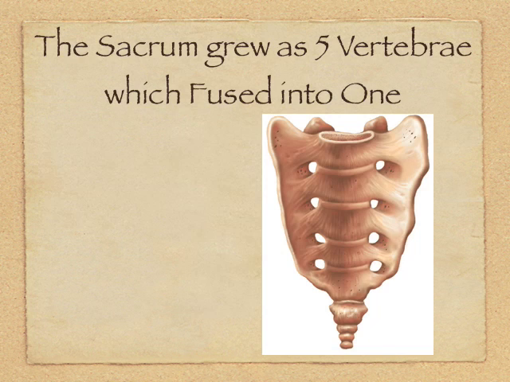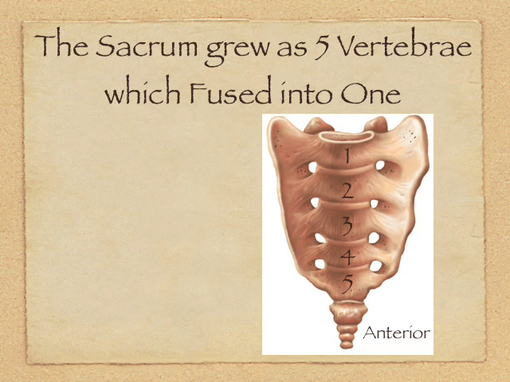Finally, when we come to the bottom of the vertebral column, we come to the sacrum. The sacrum in the womb grew as 5 separate vertebrae. These vertebrae, though, fused together in the womb to create a single piece. Many of the basic features that you see in a vertebra are here.